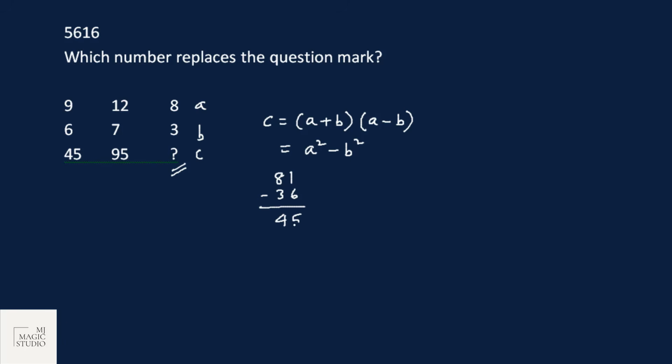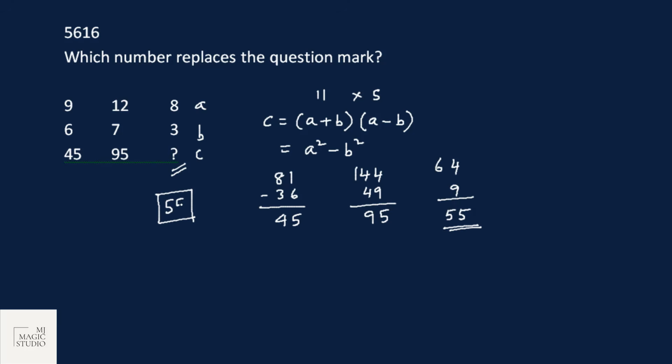81 minus 36 is 45. 144 minus 49 is 95. So 64 minus 9 should be 55. Or 8 plus 3, that is 11, into 8 minus 3, that is 5. 11 into 5 is 55. In place of the question mark, we should have 55 and we should type in 55.